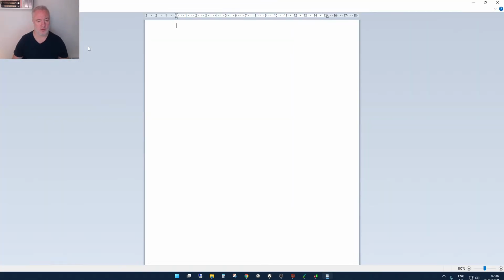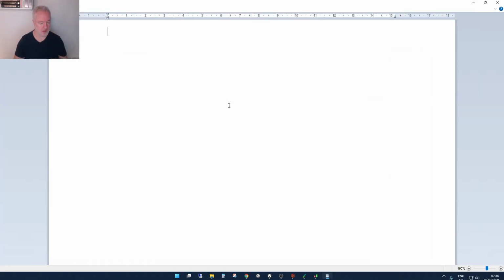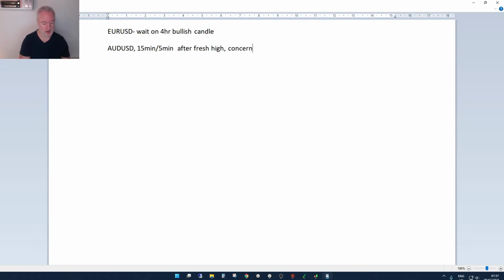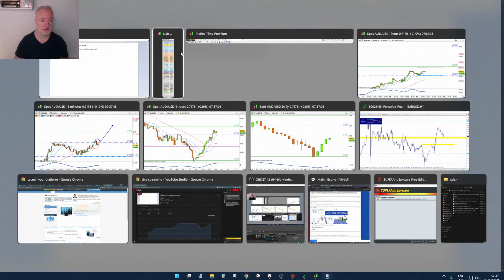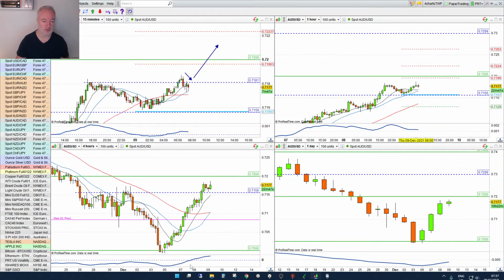So, Euro USD: wait on 4-hour bullish candle. AUD USD: 15 minutes, 5 minutes, after fresh high. Concern of 0. What was that level? 72.